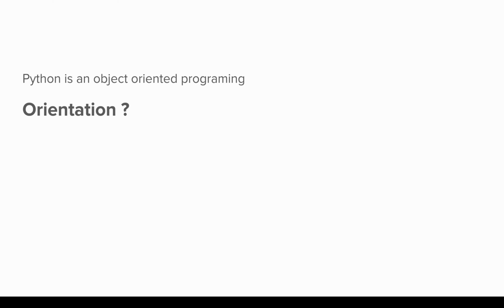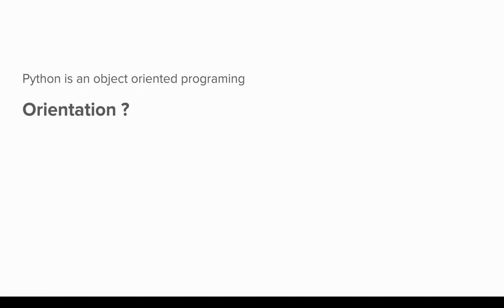Python is an object oriented programming language, just like Java, JavaScript, and C++. Before I explain what object oriented programming is, I would like to ask you what is orientation. Here is my student who will try to answer what orientation means. Yeah, Amrita, what do you think orientation means?